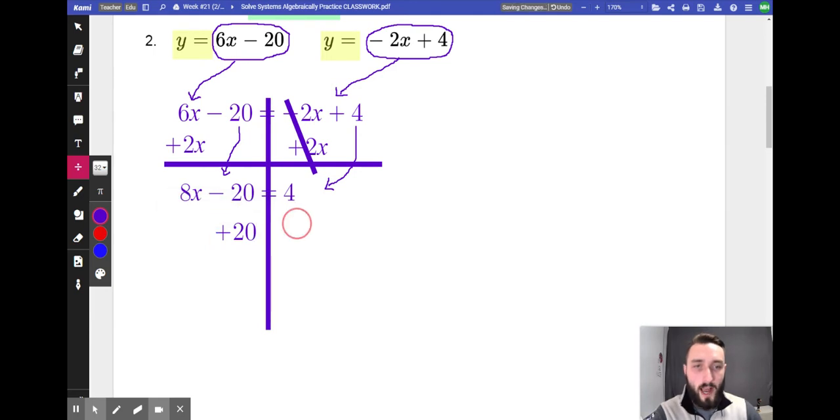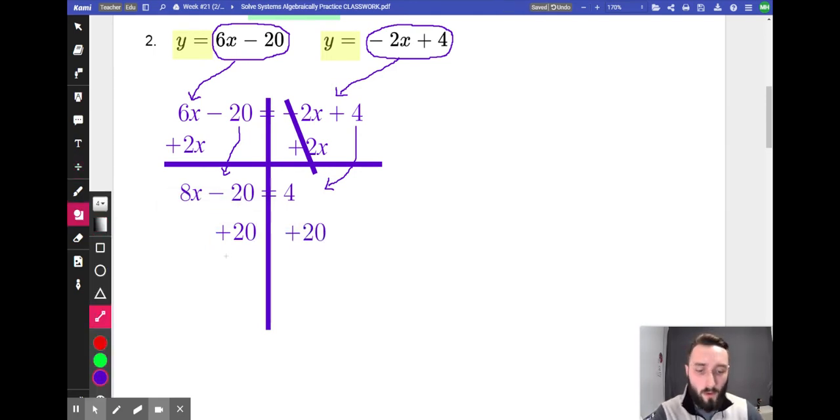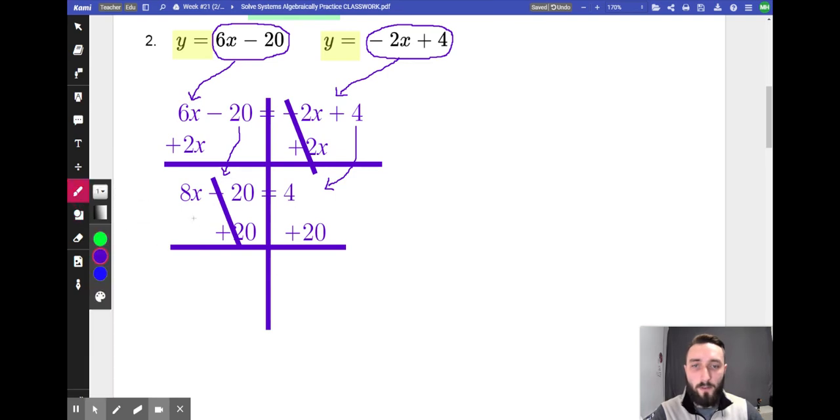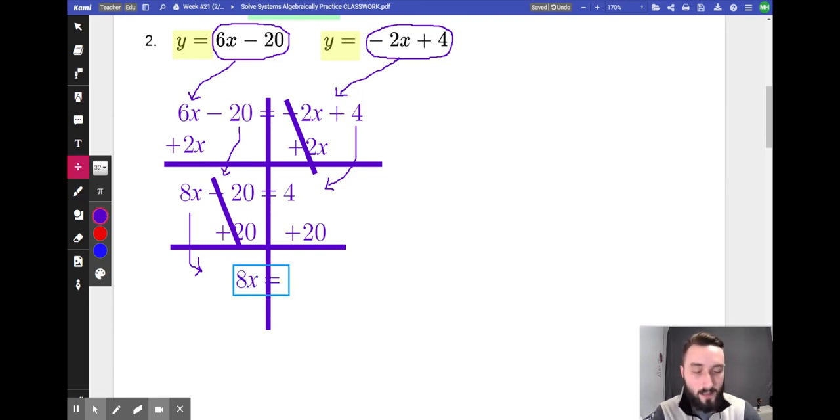What's the opposite of subtracting 20? Add 20. So I'm going to add 20 to both sides. Okay, this will cancel out my negative 20, or my minus 20, right? So these cancel out. All I have left over on this left-hand side is the 8x, so I'm getting it more isolated. Remember, the entire objective is to get down to just an x equals something.